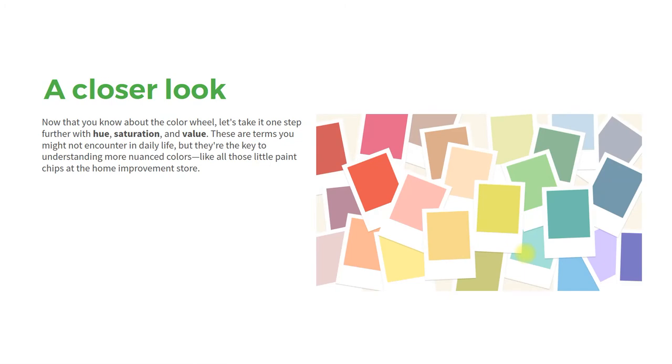So now, a closer look. Now that you know about the color wheel, let's take one step further with hue, saturation, and value. As a professional, there are some terms that we must understand in order to sound professional. These are terms you might encounter in daily life, but they are key to understanding more nuanced colors, like all those little paint chips at the home improvement store.